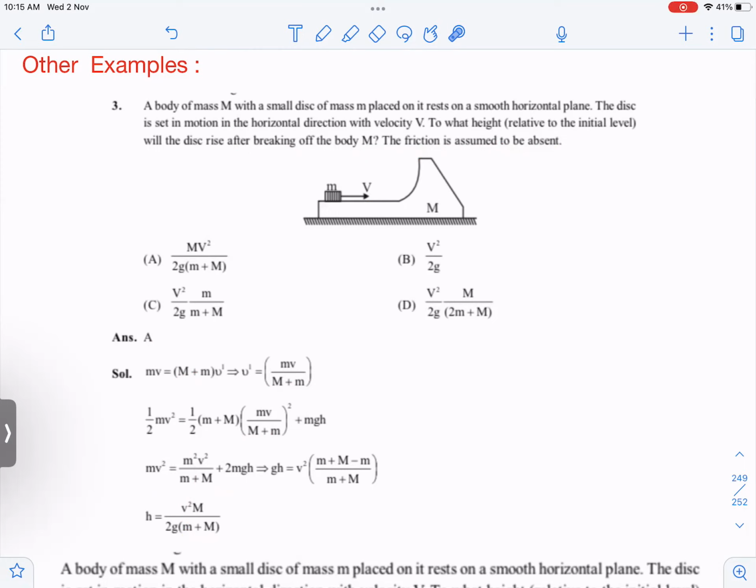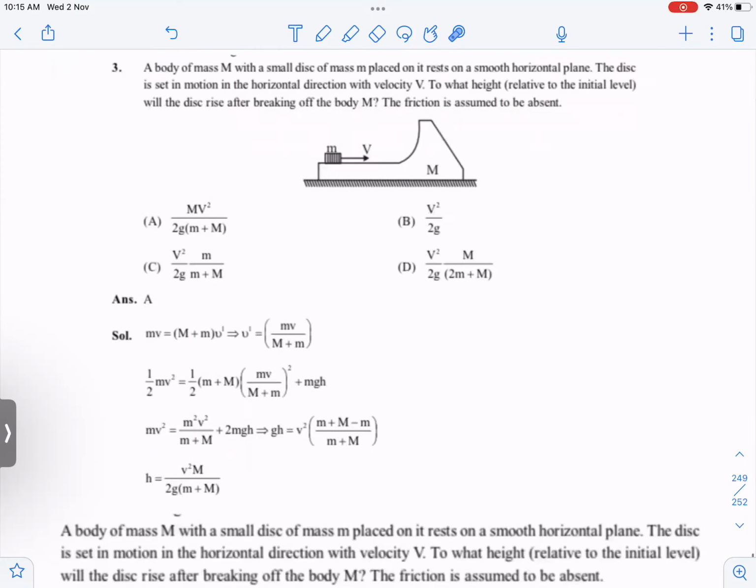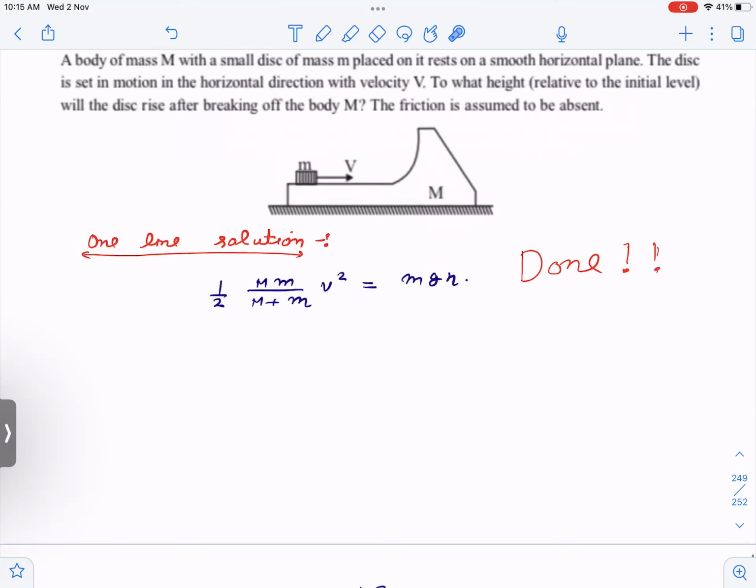So let us now see, just in one line, how we solve this. This is the one-line solution. What is this? The kinetic energy of the system with respect to the CM is half mu V squared, where mu is the reduced mass. I have written the initial kinetic energy with respect to CM: half reduced mass into V relative squared. This has 0 velocity, this has V, so V relative becomes V. That is equal to the change in potential energy of this, right?